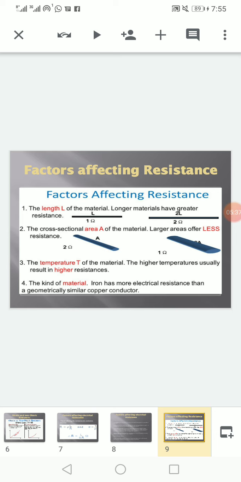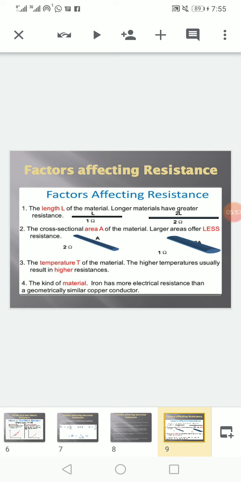If you can see, we have two materials here. The longer one has a resistance of 2 ohms. So the effect of length is that the longer the material, the greater the resistance. Cross-sectional area of the material: the larger the cross-sectional area, the lesser the resistance.